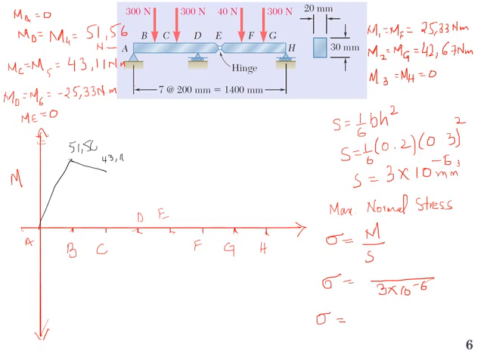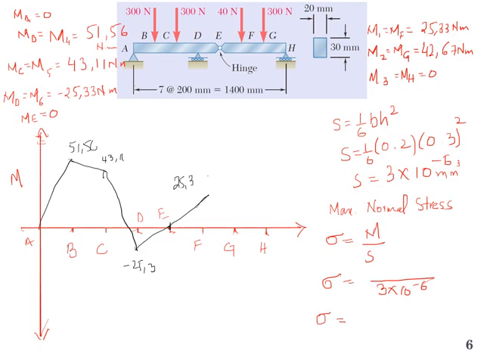So if I want to draw, from C to D it will be a straight line, and at D it will become minus 25.3. It will be 0 at E, and at F it will become 25.3.